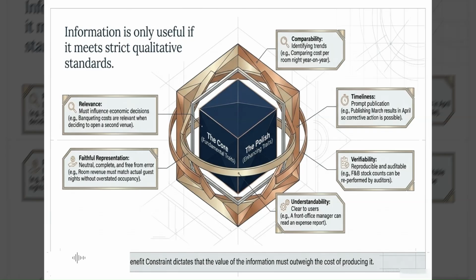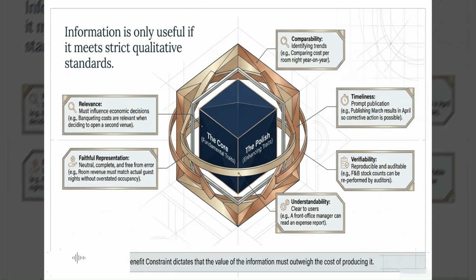Hold these two apart in your mind because assessments love to test the difference. Relevance asks, does this matter to the decision? Faithful representation asks, is this true? And notice the tension between them. The most decision-relevant information is often the least verifiable.